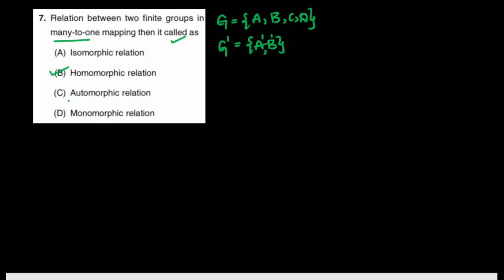So which option is the right option? Option B is the right option, that is homomorphic relation. Okay, let us proceed to the next question. And this is also an easy question. Under groups in KSET, they have asked very easy questions, like direct questions.